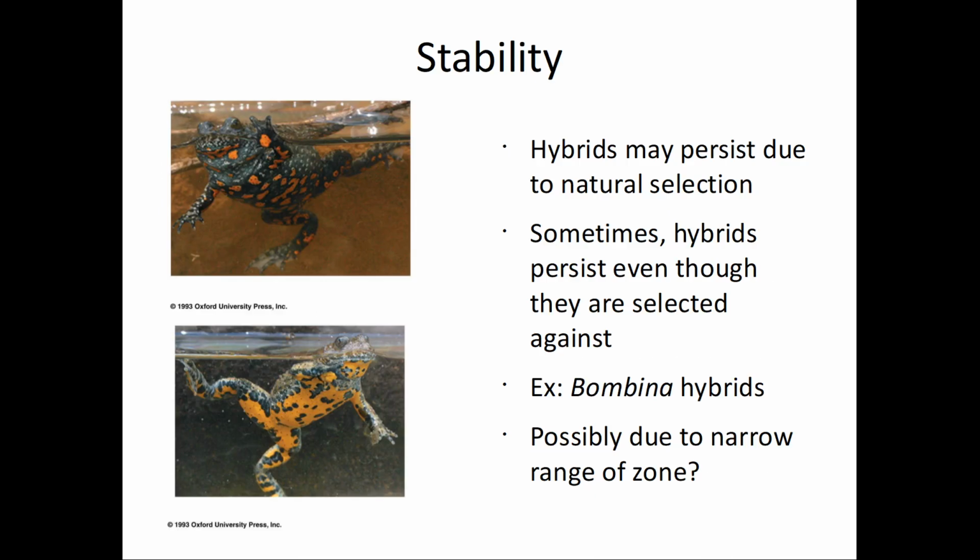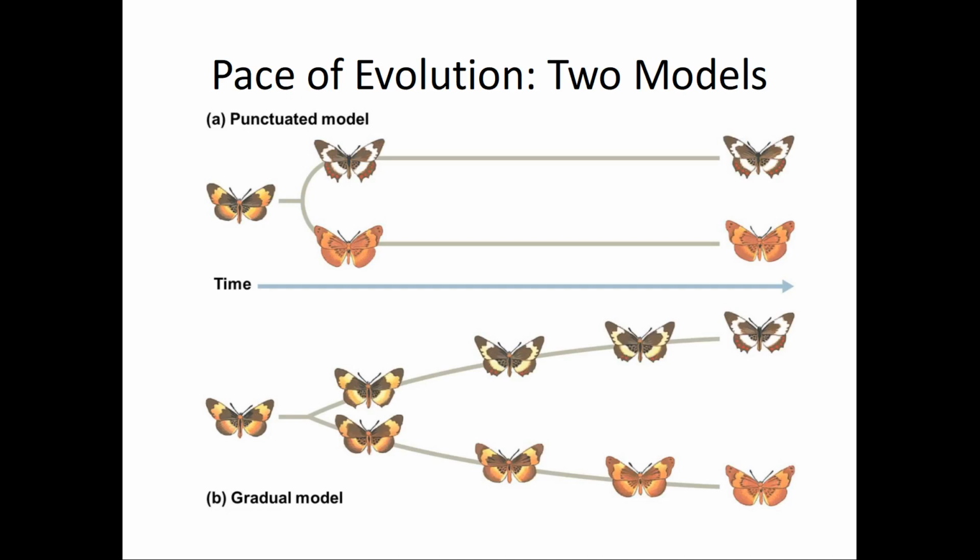All right, stability. So hybrids may persist due to natural selection. Sometimes hybrids persist even though they are selected against, and that could be possibly due to a narrow range or zone. So that might be an area where they're actually favorably selected in the hybrid zone.